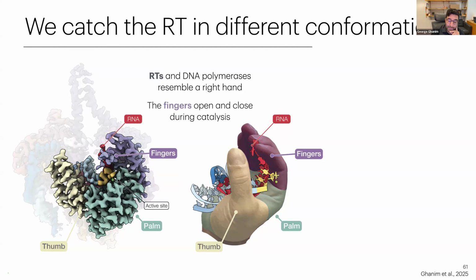And the fingers open and close during catalysis. And the idea is that they open and close over the active site. And after proper base pairing is formed, that drives the addition reaction forward that catalyzes nucleotide addition, the closing of the fingers. And that's what we see in our data. We find that there are these two conformations.